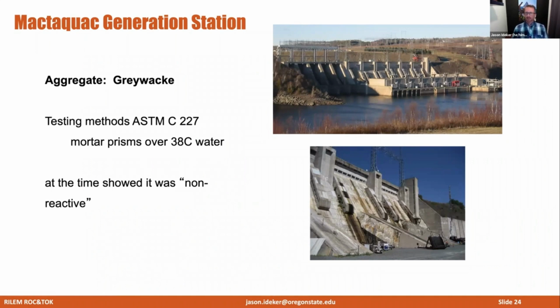And when this dam was constructed in the 1960s, they knew of ASR. It was just really beginning to be a concrete durability problem that was gaining attention. The test method at the time was called ASTM C1260. These were mortar prisms that were stored over water at 38 degrees Celsius. And the test method at the time showed that the graywacke aggregate was non-reactive. But this test method had some flaws with it, especially related to excessive leaching in the test.